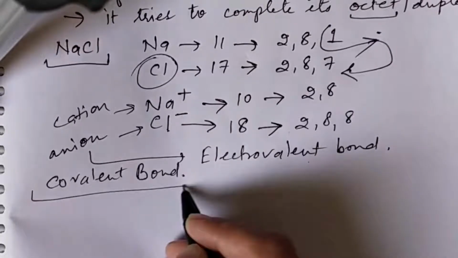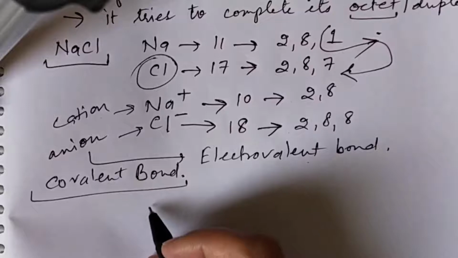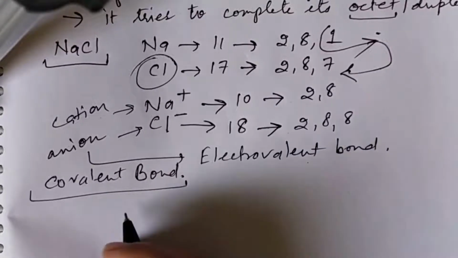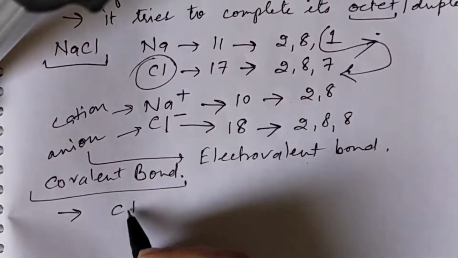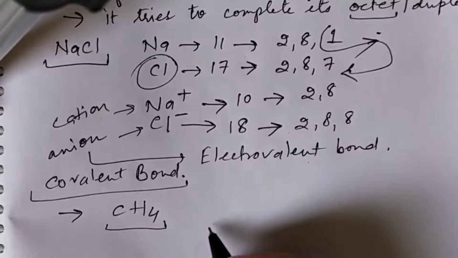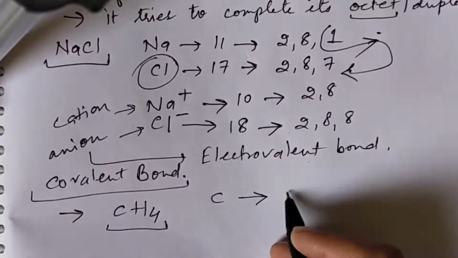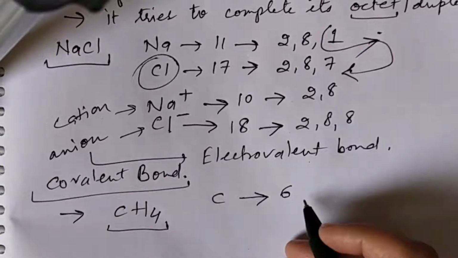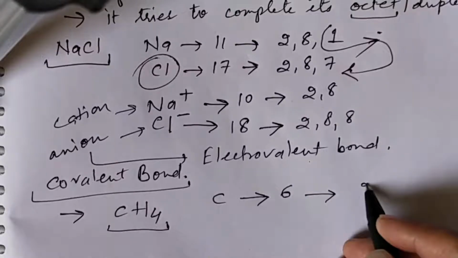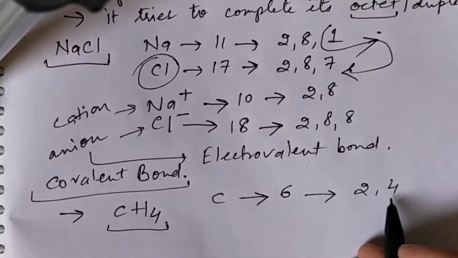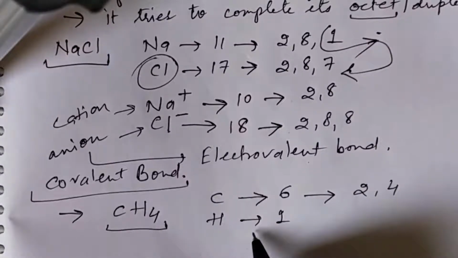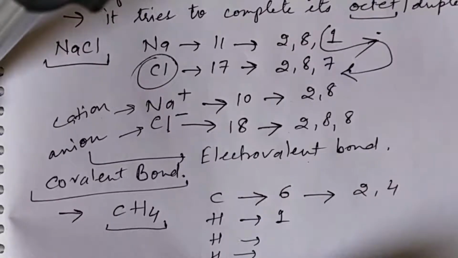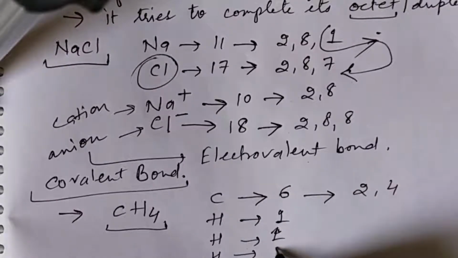In the covalent bond formation, as we are discussing here about carbon, take the simplest example of carbon like CH4. In the example of CH4, carbon has atomic number 6. What is the atomic number of carbon? Carbon has atomic number 6. It has electronic configuration 2, 4. 4 electrons are present in the valence shell of carbon. Hydrogen has 1 electron in the valence shell of each hydrogen atom.